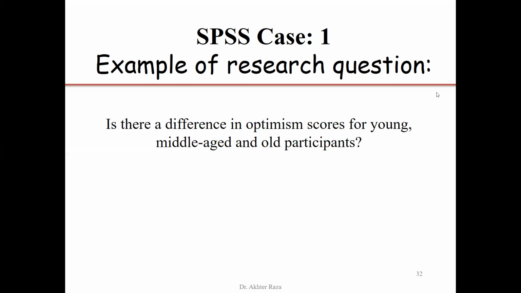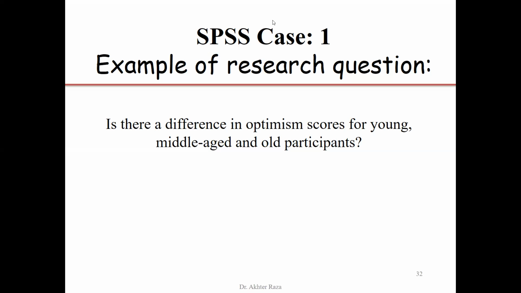In this video, we are going to consider one complete case in SPSS. The data file survey 5 ED will be used to complete this analysis. The research question is: is there a difference in optimism score for the three groups of people, the young people, the middle-aged persons, and the old participants?